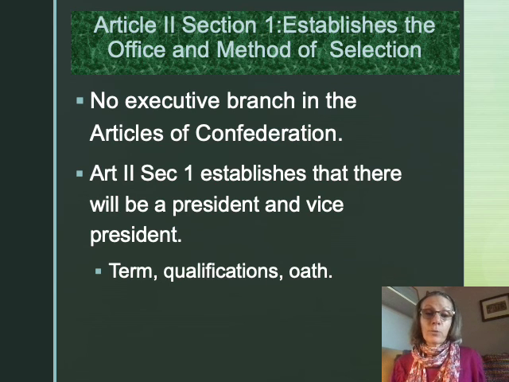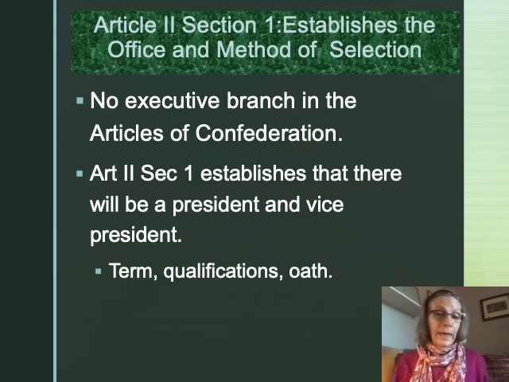So you could be a natural-born citizen and then leave the United States and live abroad for a very long period of time. And if you came back to the United States, you would not be qualified to be president of the United States unless you established residence here for 14 years.